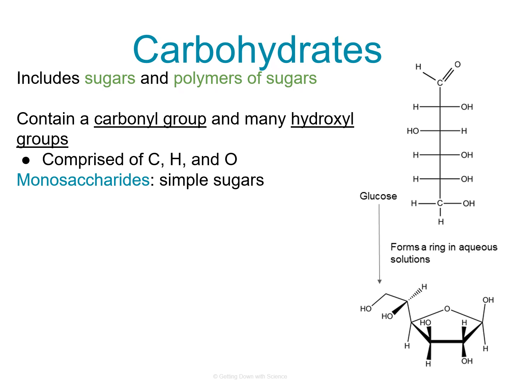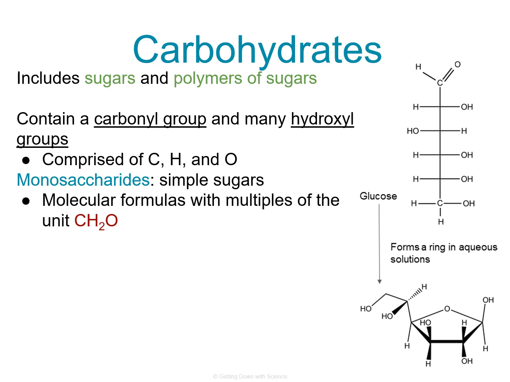If we think about the prefix, mono means 1, saccharide means sugars or carbohydrates, so that is 1 sugar or simple sugar. The molecular formula is multiples of CH2O: 1 carbon, 2 hydrogens, and 1 oxygen. So if I tell you a carbohydrate has 2 carbons, how many hydrogens and how many oxygens would we have? We would have 4 hydrogens and 2 oxygens.